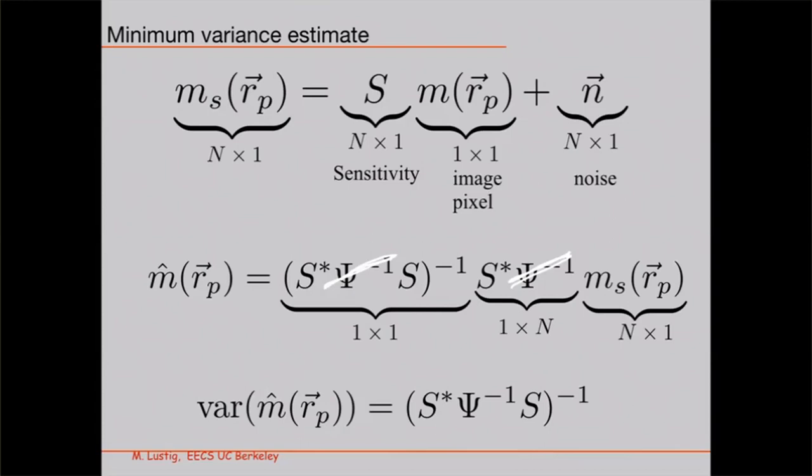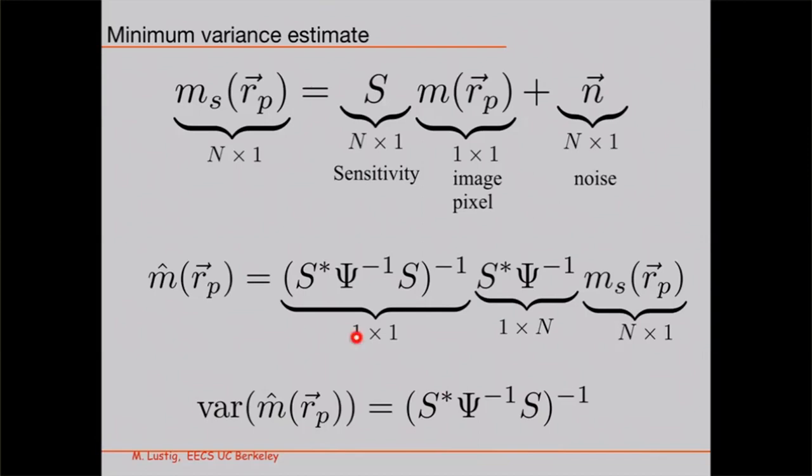Now, if you have a noise covariance matrix, then you need to include that, and that will be the minimum variance estimate. And the variance of the result is determined by S conjugate noise covariance to the minus 1 times S, and all that to the minus 1. Basically, this will be the resulting variance of the operation. Okay, that's how you calculate that.